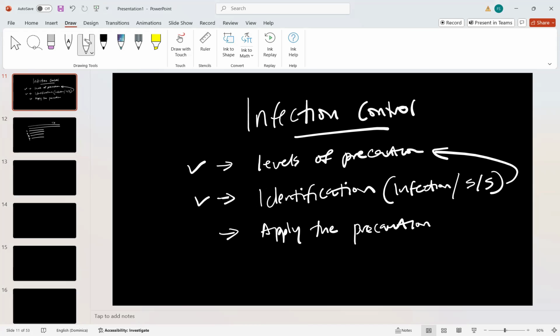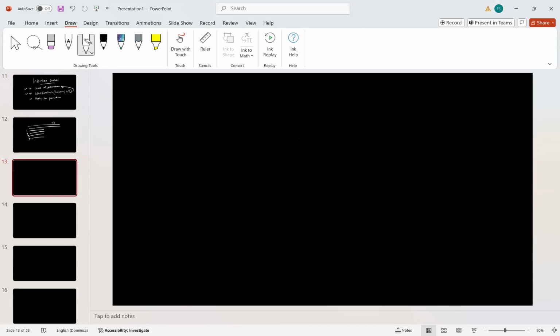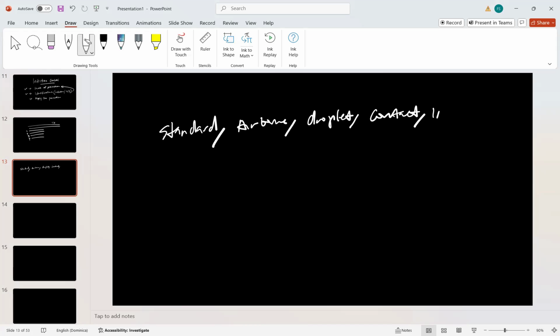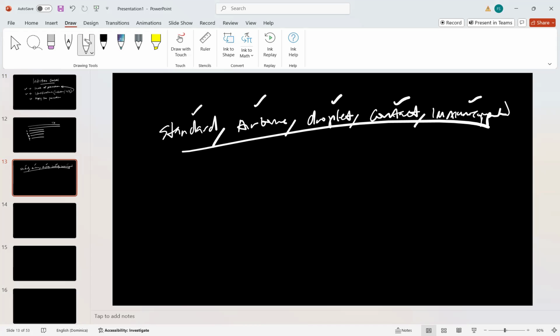Now, when NCLEX wants to test you related to infection, they can test you related to all these levels. It can be standard, it can be airborne, it could be droplet, it could be contact, it can be immunocompromised, something like that. Right, immunocompromised. So we have 1, 2, 3, 4, 5.